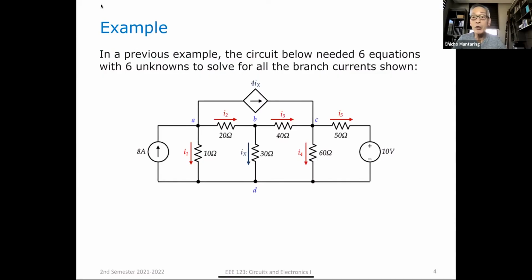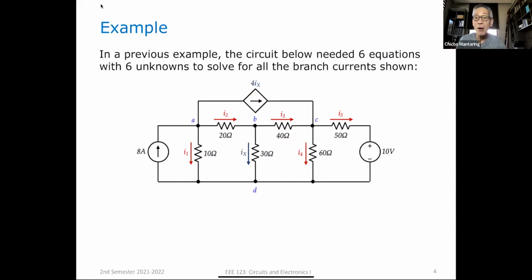Let me give you an illustration of what I just mentioned. So this is the example that we took up last Thursday. If you recall, if you take a look at your notes, we took up this circuit where we had 6 unknowns. What were our 6 unknowns? You had I1, I2, IX, I3, I4, and I5. The known quantities in your circuit are your sources. So you have your 8 ampere source, you have your 10 volt source, and you have a controlled source for IX. So the current flowing here is 4 times the current flowing through your 30 ohm resistor.